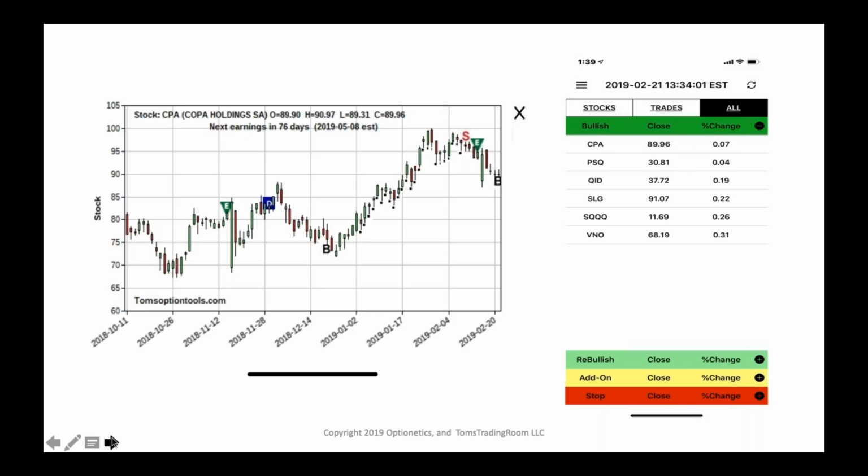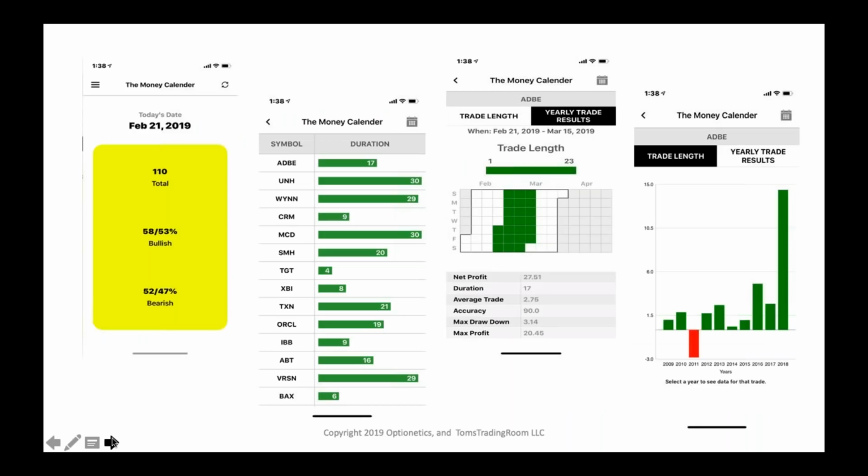The money calendar looks like this, several different screens, all right? It shows you today's date, gives you a green, red, yellow or orange, different color based on bullishness to bearishness. You can see the number of stocks that pops up. When you click on this yellow area here, it brings up the list of stocks. You can scroll through this with your fingers. You click on one and it pops up. So you can see here Adobe, I clicked on Adobe and it brings up all the information that we see on the computer.